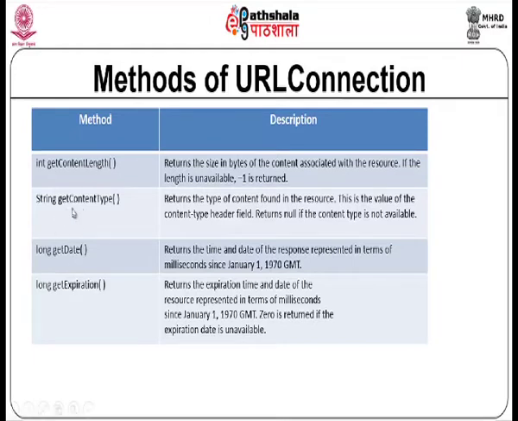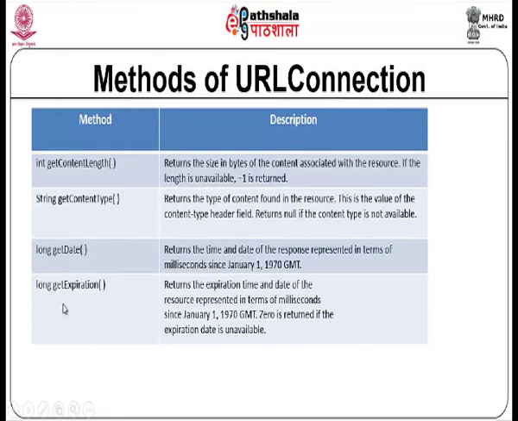And there is a method called getContentType. This returns the type of the content that is found in the resource. It actually returns the MIME content type, and it returns null if the content type is not available. And then there is a method called getDate. This getDate would return the time and the date of the response, represented in milliseconds. You can see that the time is represented in milliseconds since January 1, and this gives the date.